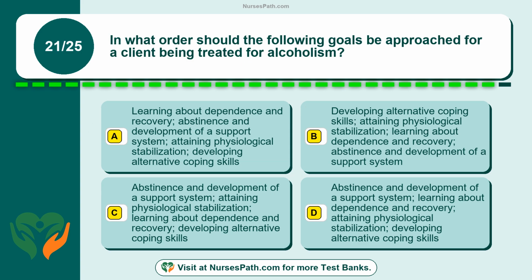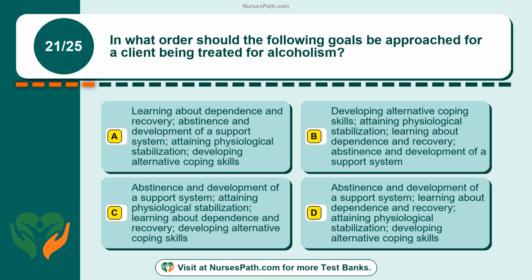Question 21. In what order should the following goals be approached for a client being treated for alcoholism? Option A. Learning about dependence and recovery, abstinence and development of a support system, attaining physiological stabilization, developing alternative coping skills. Option B. Developing alternative coping skills, attaining physiological stabilization, learning about dependence and recovery, abstinence and development of a support system. Option C. Abstinence and development of a support system, attaining physiological stabilization, learning about dependence and recovery, developing alternative coping skills. Option D.